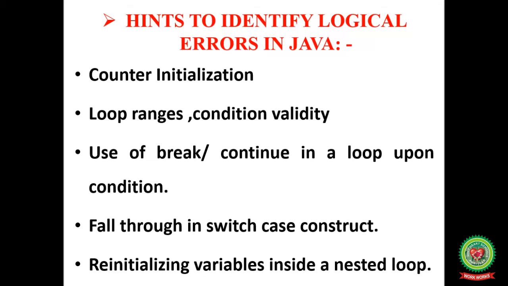Fall through means when more than one case executes at the same time. Reinitializing a variable inside a nested loop: let's suppose I have declared for int i = 1, but again I am declaring for int i = 1. That is reinitializing a variable. So all these are the cases of logical errors in Java.